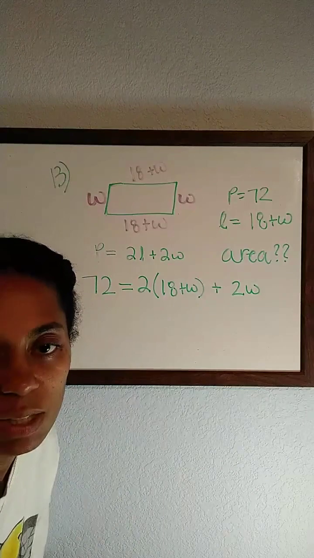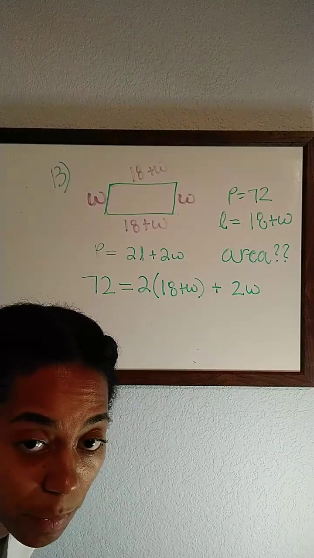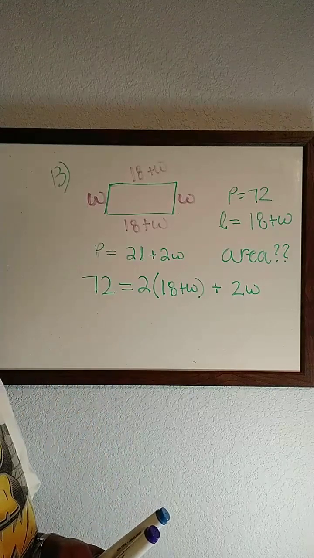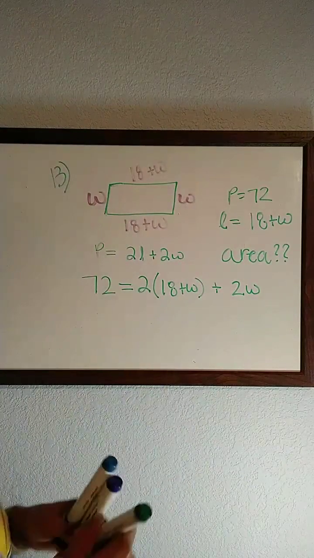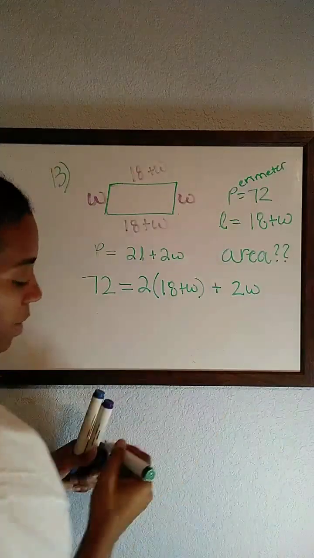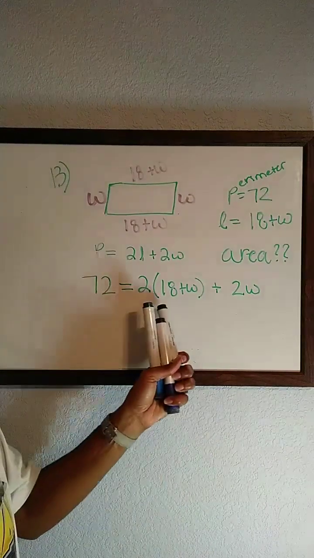Yes, Melon, I got you, it's 72, not the area though. Remember, it's the perimeter. We haven't got the area yet. They're trying to confuse you. That's why I said this question right here. So remember they told me that the perimeter is 72.